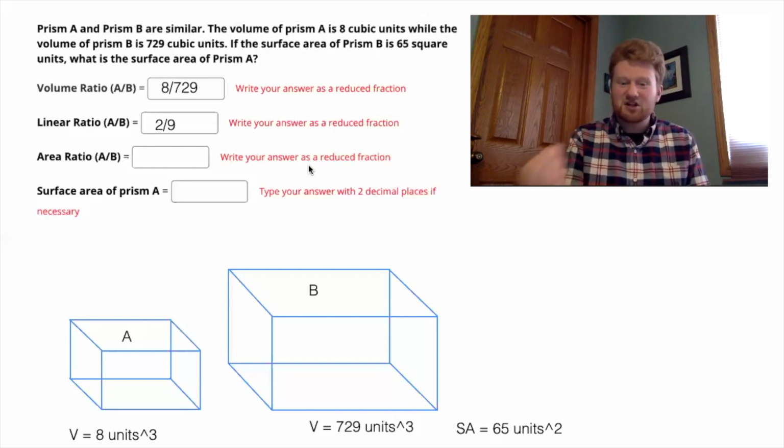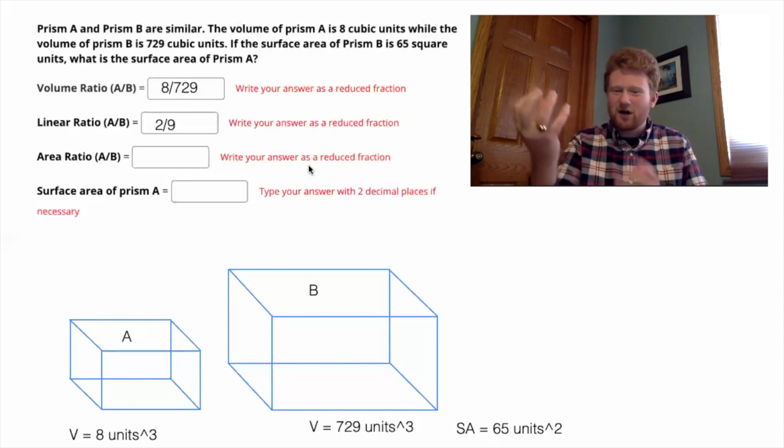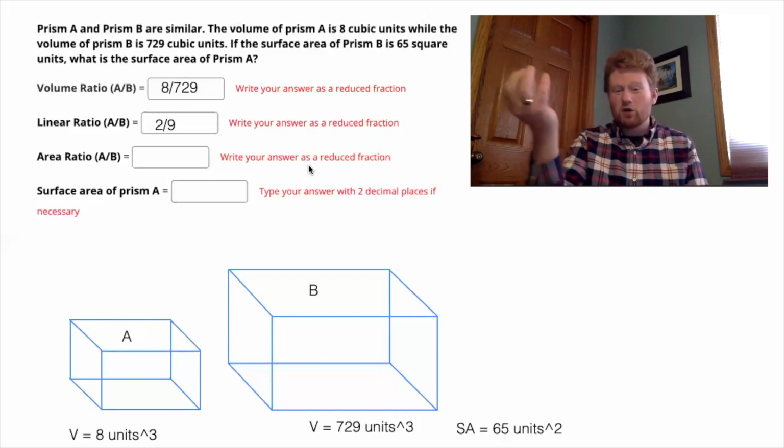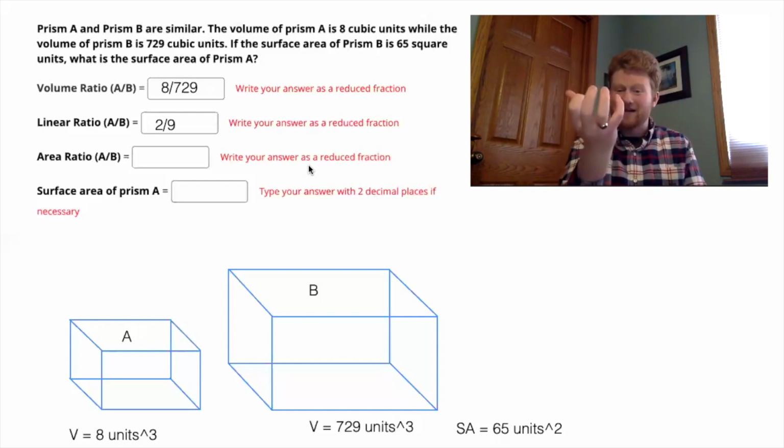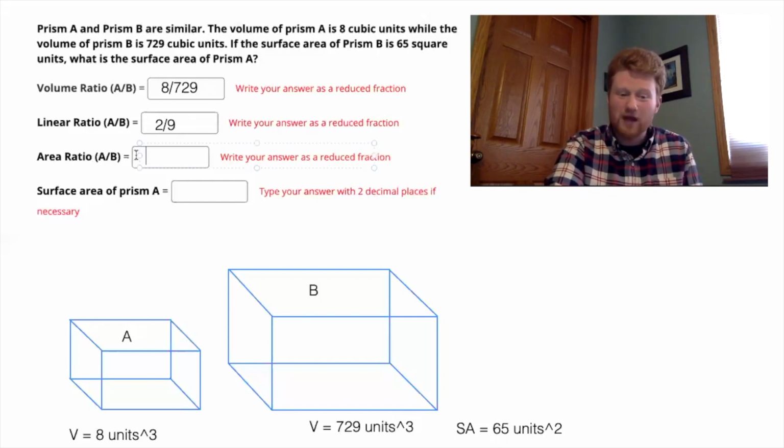Because we want to get to the surface area ratio, which is the area ratio, that second level in some sense. But it's not as easy to see how you get from volume to area. So we're going volume to linear and then back to surface area. So now that we have the linear ratio, we can get directly to that area ratio by squaring it.